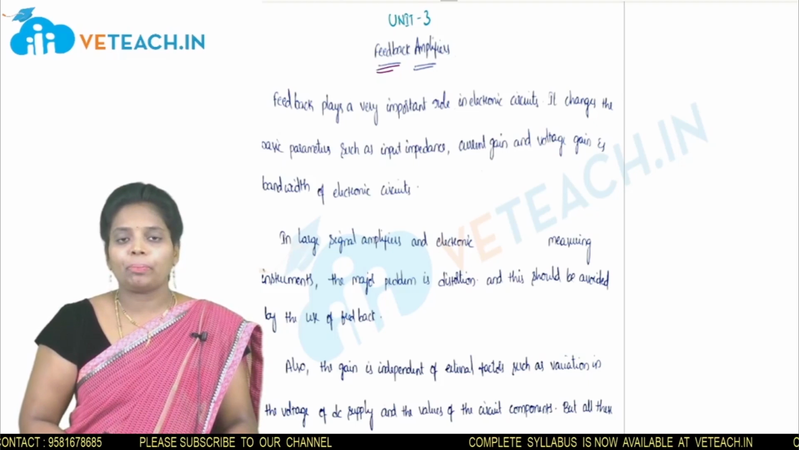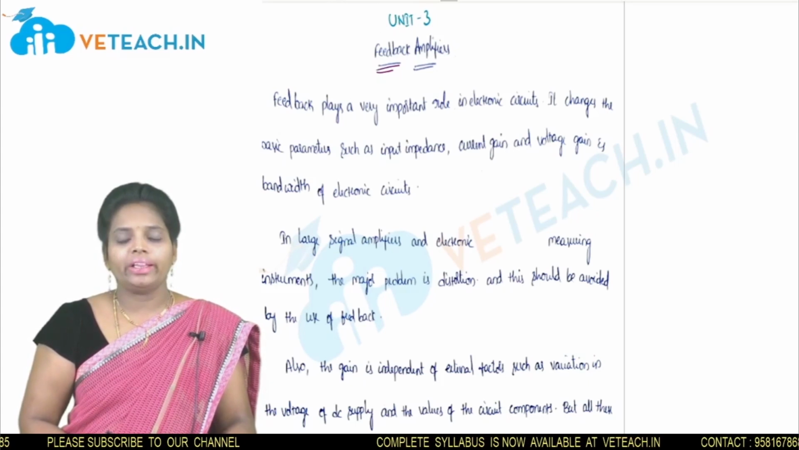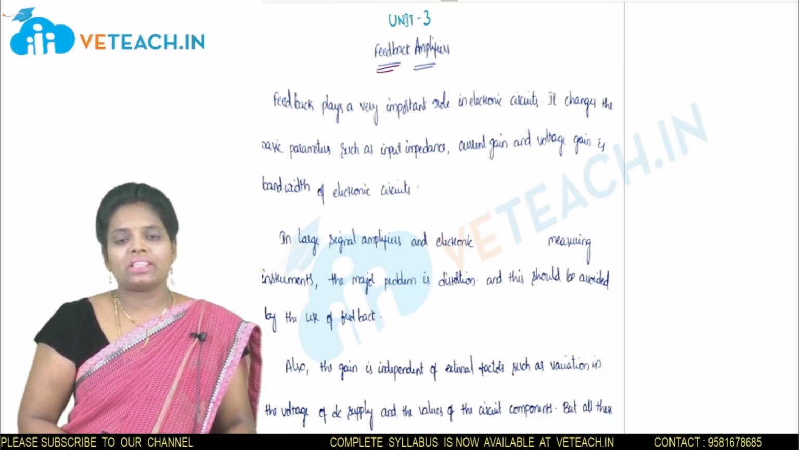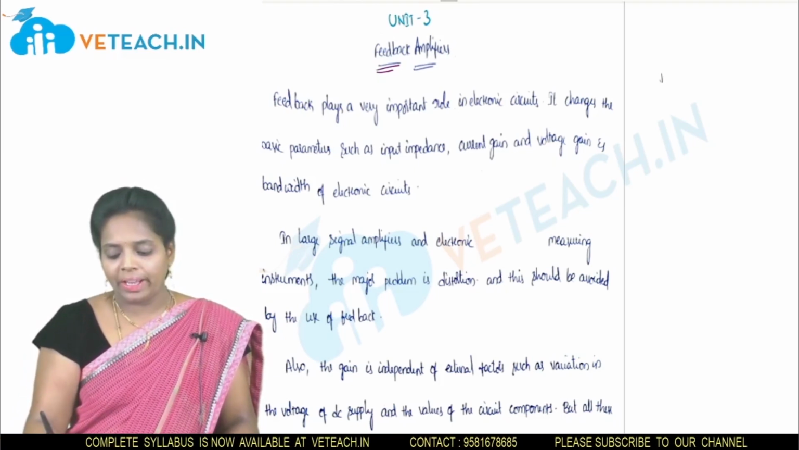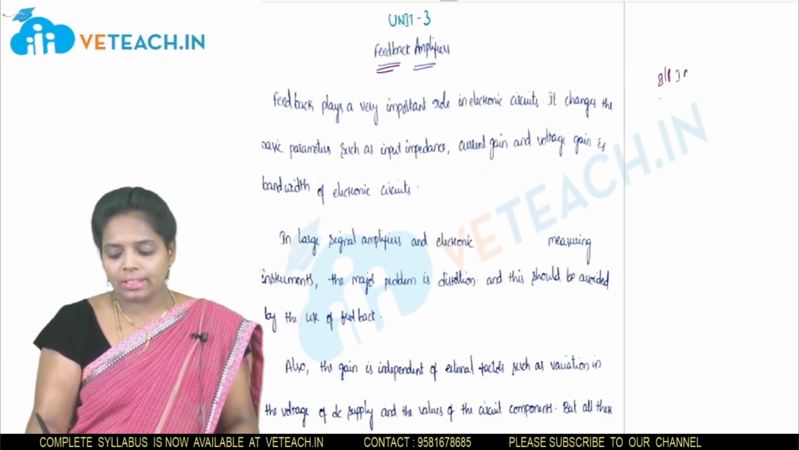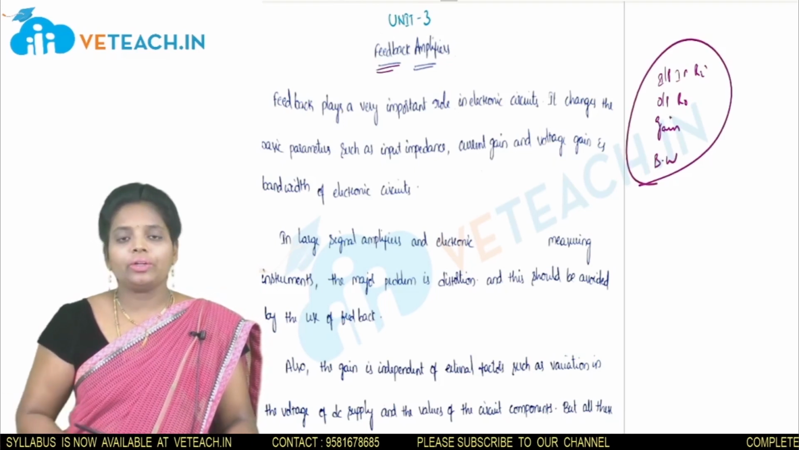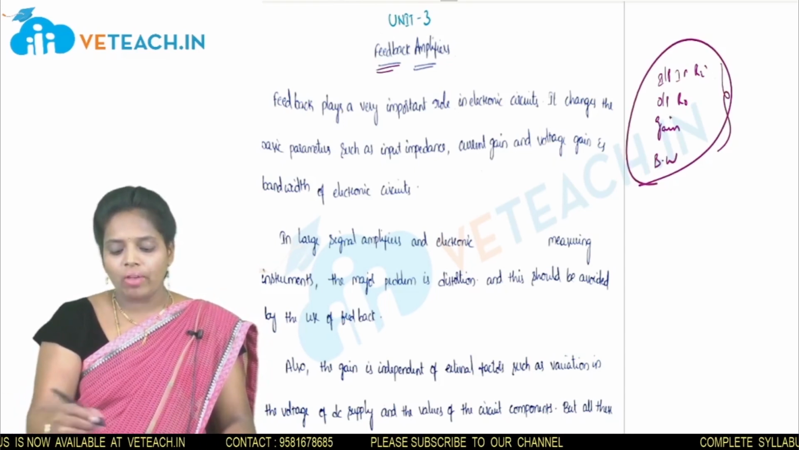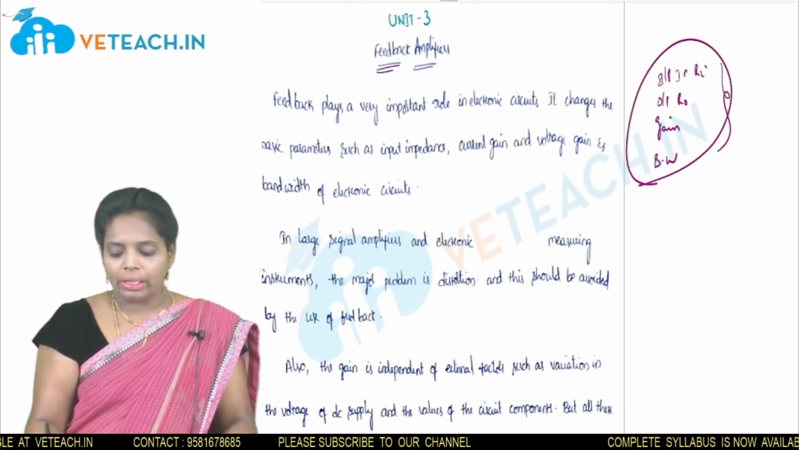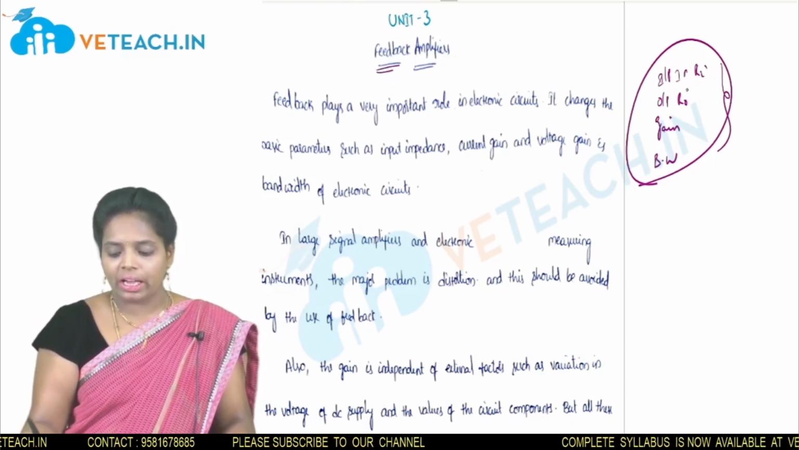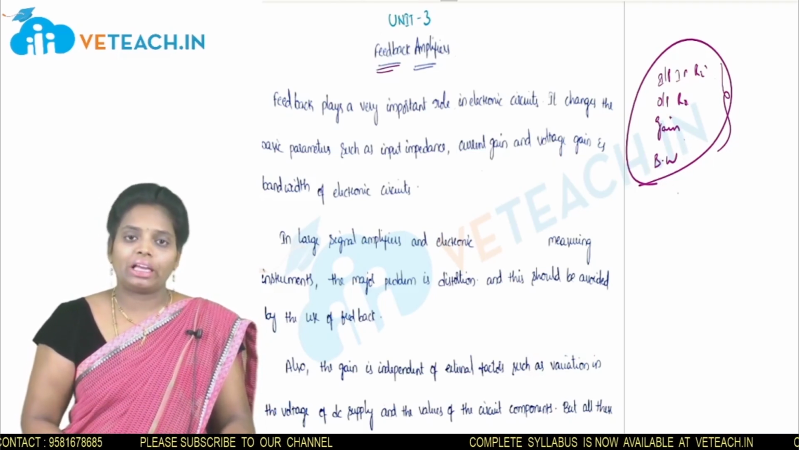Feedback plays a very important role in electronic circuits, which changes the input impedance, so input resistance, output resistance, gain and bandwidth. In order to change all these parameters, we are using feedback. Using feedback, we can change the input resistance, output resistance, gain and bandwidth of the electronic circuits.